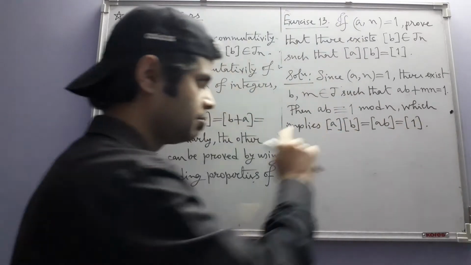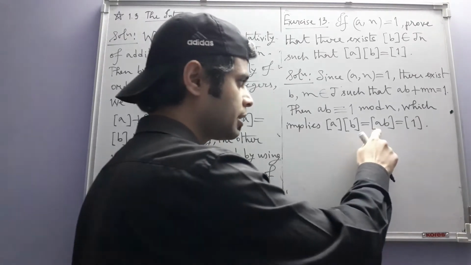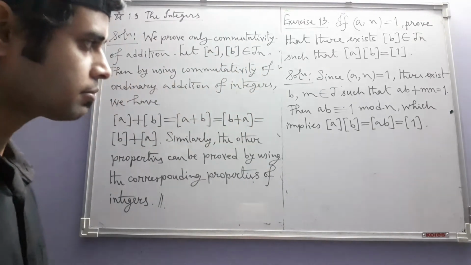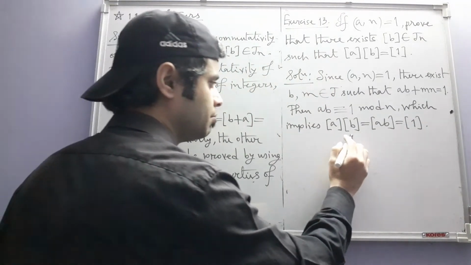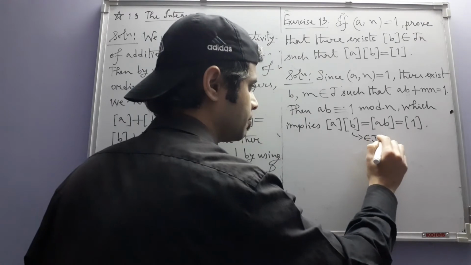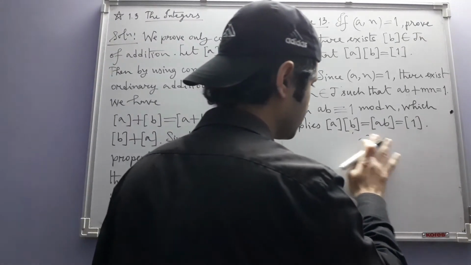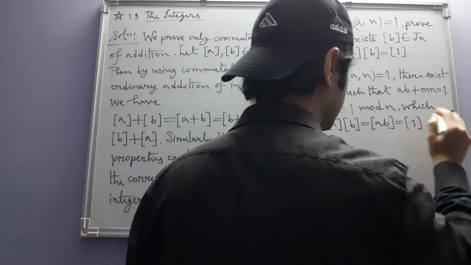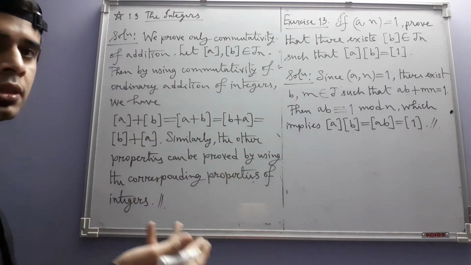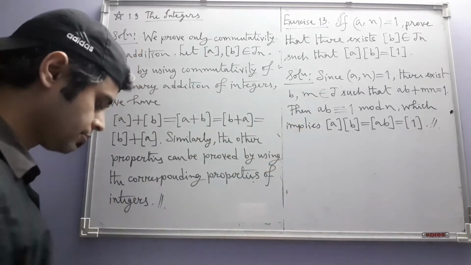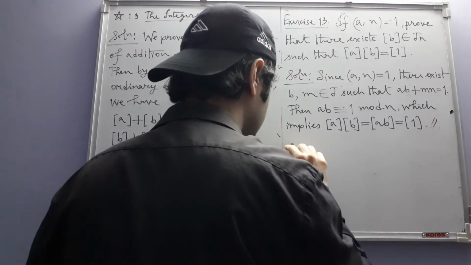Why? Because ab is congruent to 1 mod n. They belong to the same congruence class. So that's why their congruence classes are same. And it's clear that this belongs to Jn, because b after all is an integer. So the solution ends here. Or if you want, you can mention that this class belongs to Jn. It's trivial, but you can do that.